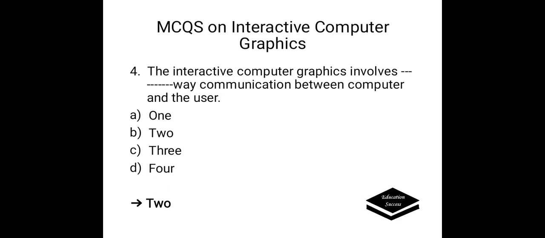The interactive computer graphics involve which type of communication between computer and the user? Options are A 1, B 2, C 3, D 4. Correct answer is B 2. Interactive computer graphics involves two-way communication between computer and the user.